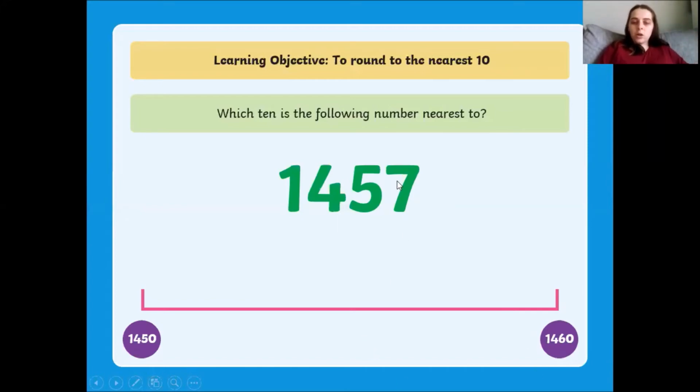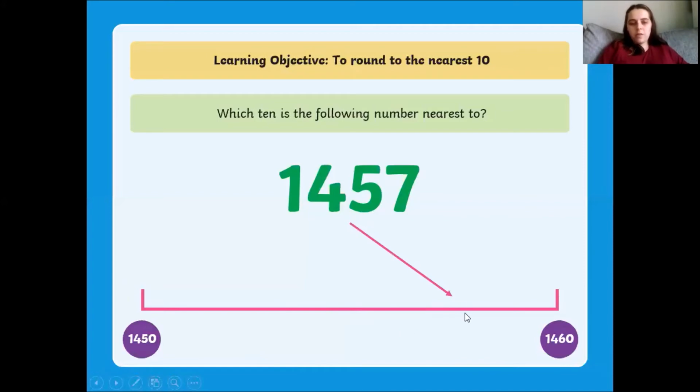And then now I look at this number here. I look in the ones. If it's 1, 2, 3, 4, I round down, so that would take me to here. If it's 5, 6, 7, 8, 9, I round up, so that would take me to here. I've visualised halfway. This point here would be 1,455. Is my number higher than 1,455, so in this section, meaning that I would round up, or is it lower? Well, 1,457 is bigger than the middle, isn't it? So it's about here.